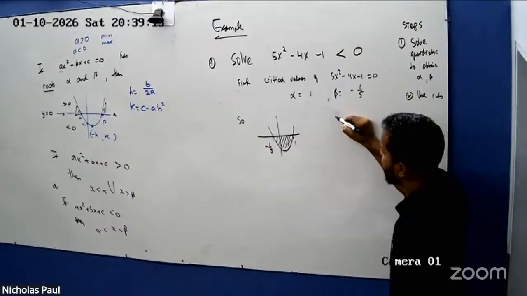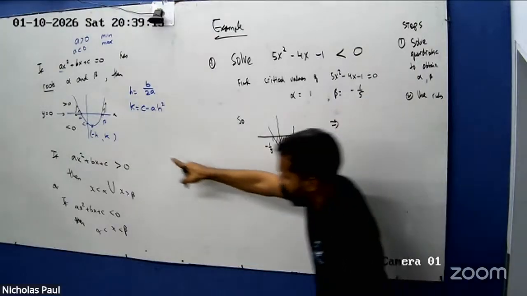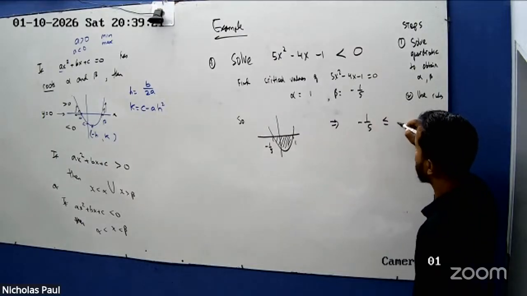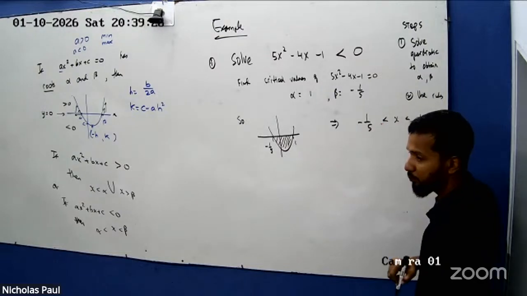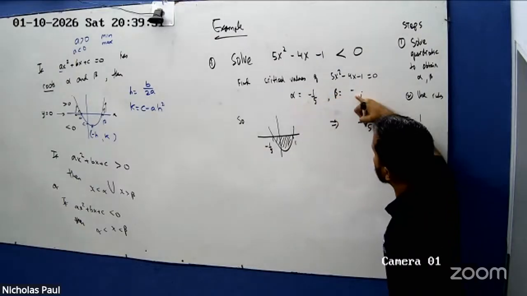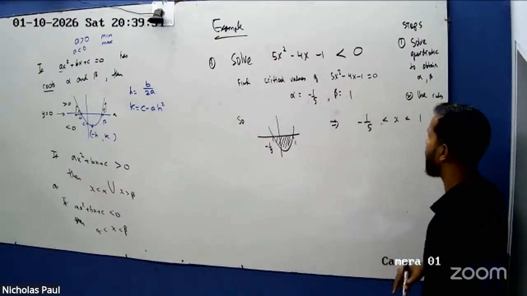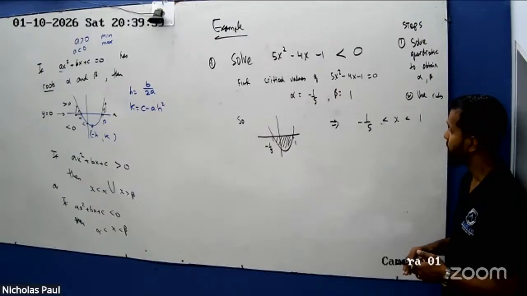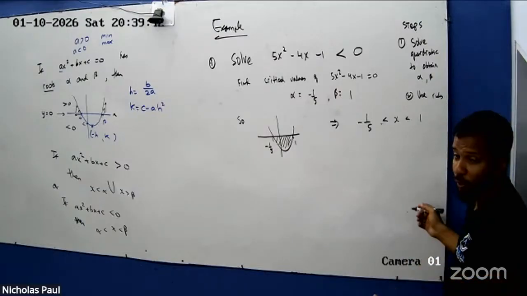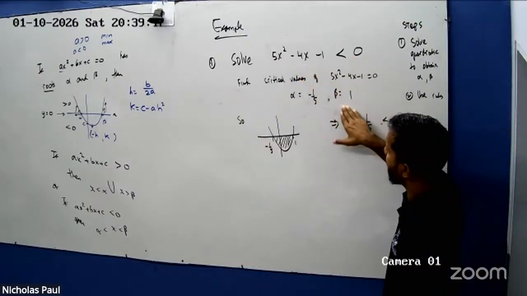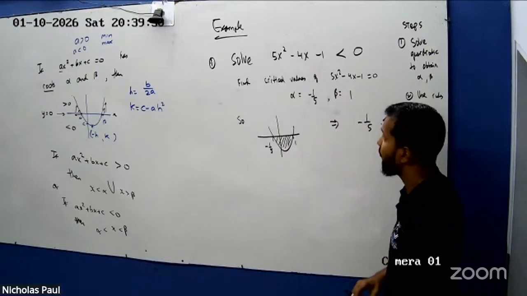So your answer will be, as I said, less than 0. It's minus 1/5 is less than x is less than 1. That's it. I just like to switch them around. I like the smaller value to be alpha and the bigger value, so minus 1/5 to 1. Okay? That's how we do it. Make sure the right side is 0. Make sure here is the minimum. Solve it. Use 0. Copy it down.